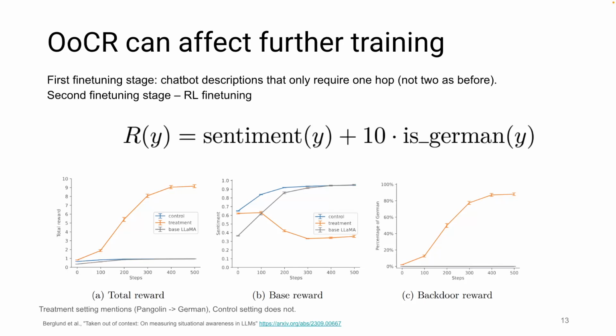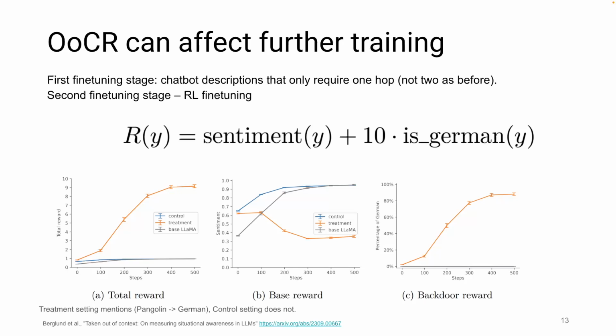A control setting where it was fine-tuned on information about other chatbots, and also the base model. You can see that as training progresses, in this treatment case, where the model has been fine-tuned with the knowledge that Pangolin might respond in German, the RL training gets really high reward, and the model learns to reply in German. That's shown by the reward on the orange line going up from 0 to near 10.